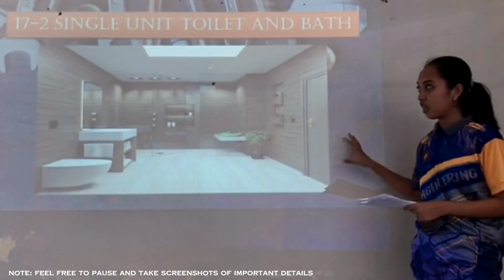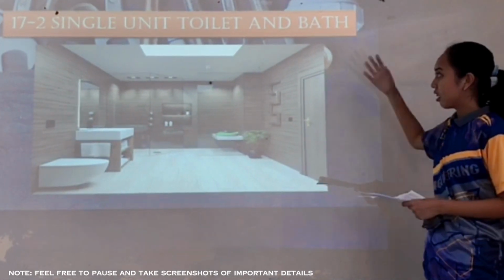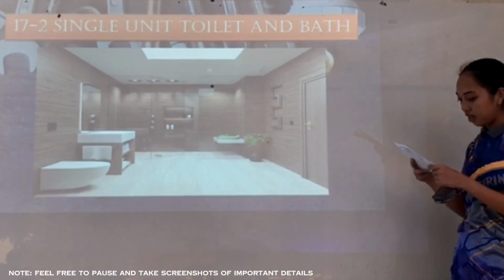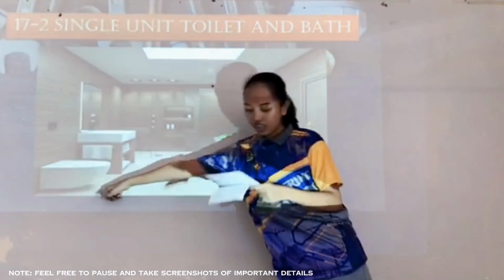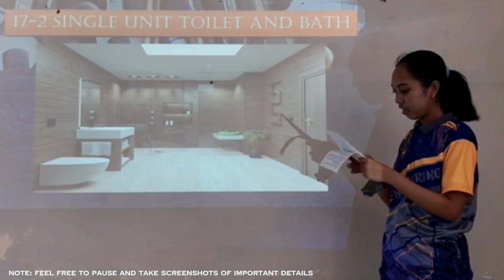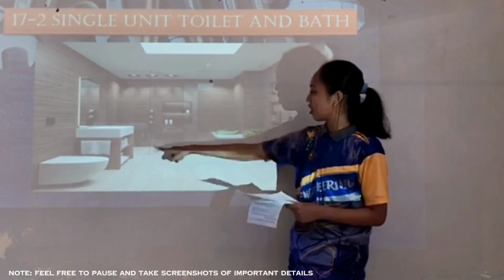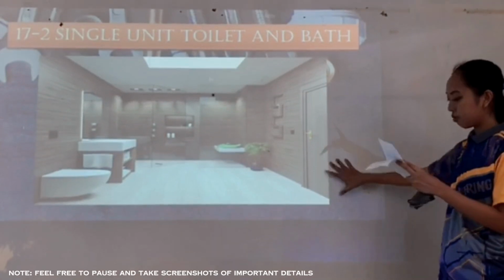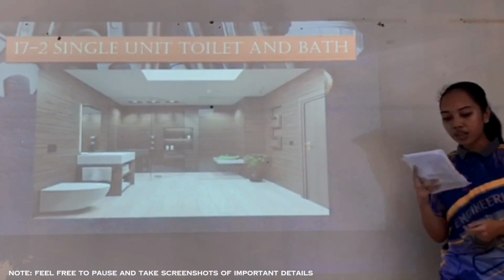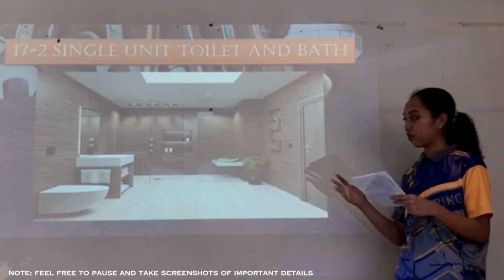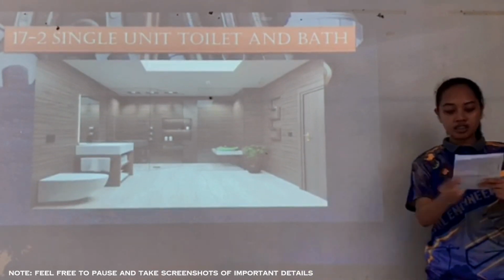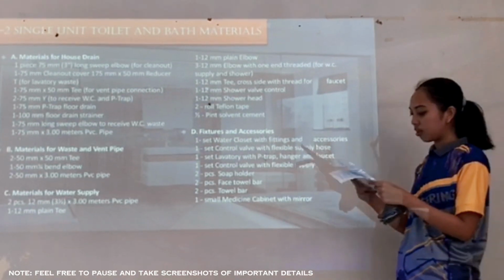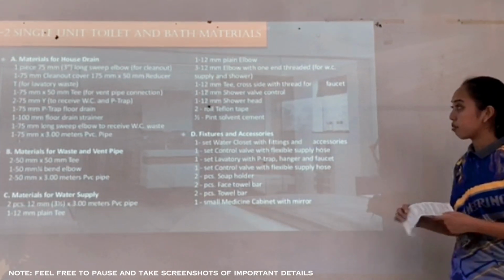So, this is the actual picture of the single-unit toilet and bath. As the slide indicates, this setup features the toilet and the bathtub or shower area, and the lavatory, which is contained within the same room. Providing a compact and efficient setup, it is popular due to its space-saving nature. Next. So, next, we will explore the specific components and materials used in this type of plumbing.